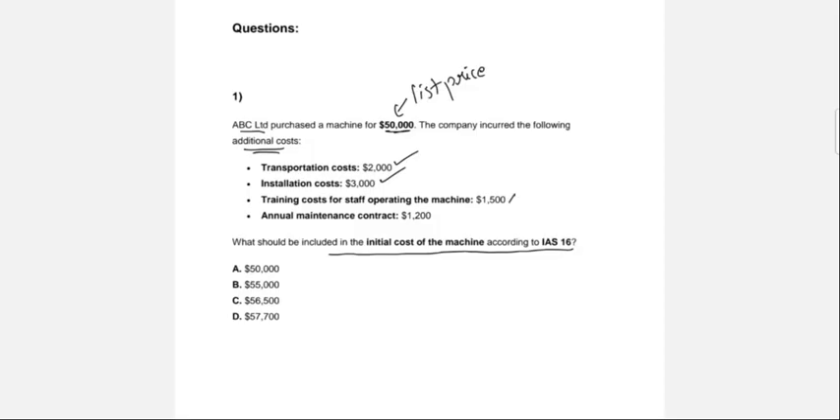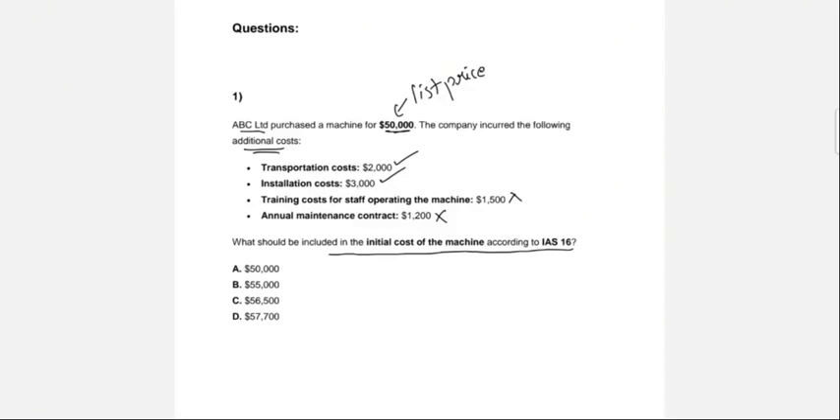Training cost for staff operating the machine? No, because this is your business expense. It is not something that is incurred to bring the asset to its working condition or location. This is your business headache. So, training costs for staff will not be capitalized to the cost of the asset. Annual maintenance contract? No. Why? Because this is going to be the cost associated with the repairs of the asset, and usually it will happen after the asset is brought to use.